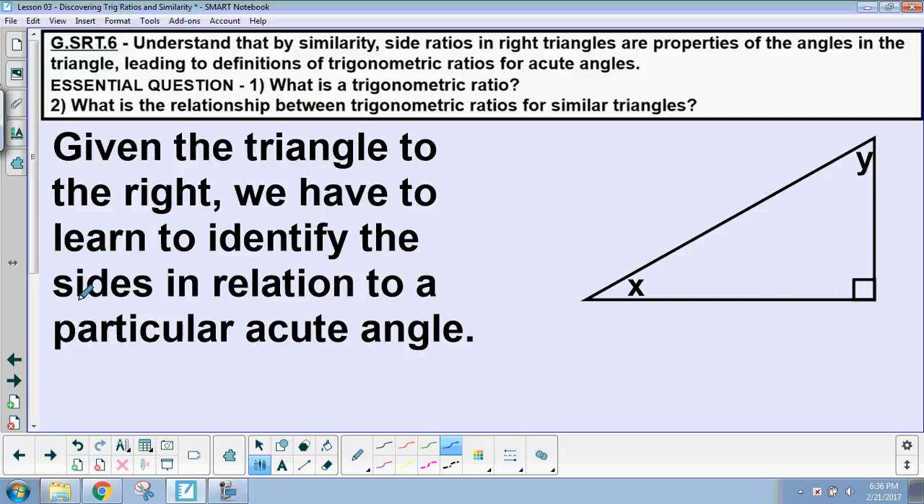So, given the triangle to the right, we have to learn to identify sides in relation to a particular acute angle. Guys, this is the hard part. If you can get past this with these labels, all of it should be downhill. Okay?